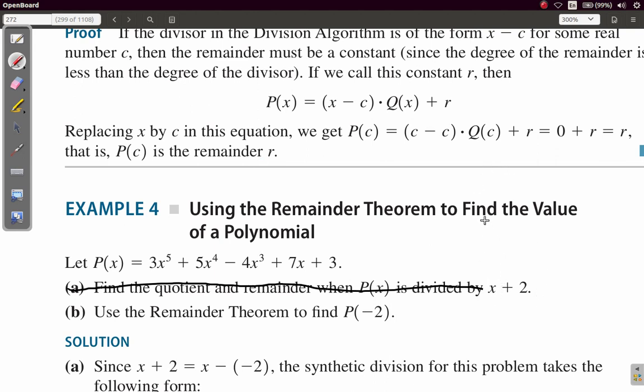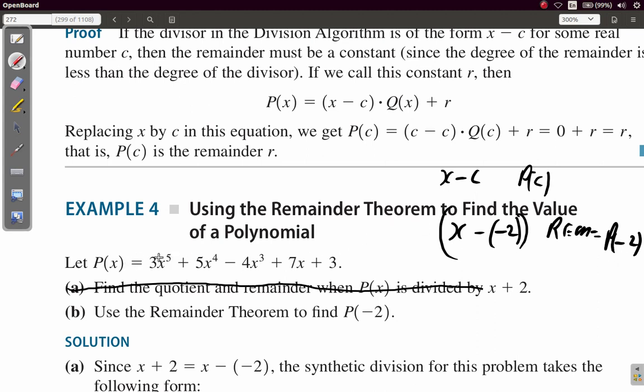Alright? What the remainder theorem says is that when you divide by x minus c, the remainder is p(c). Now x plus 2 is the same as x minus negative 2. So the remainder is supposed to be p(negative 2).